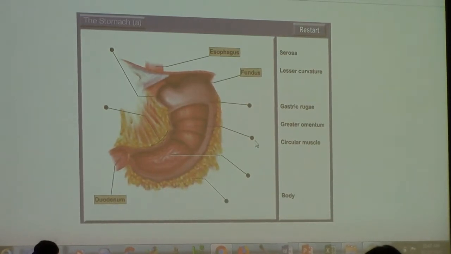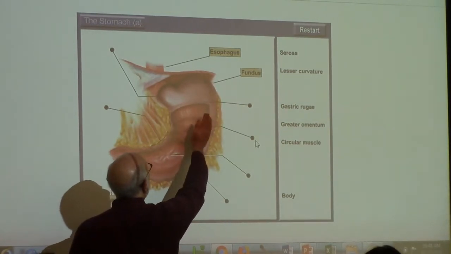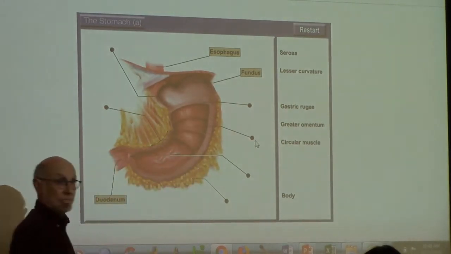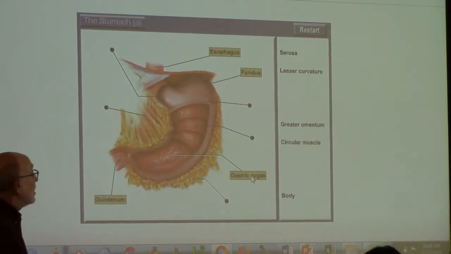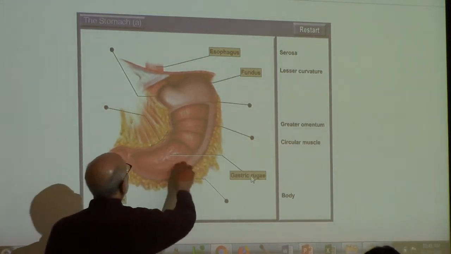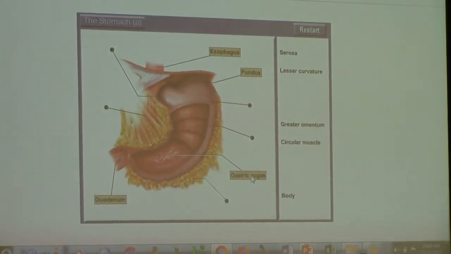No. What we're looking at here are muscle layers on the outside surface of the stomach. Those are illustrating the gastric rugae, the folds on the inside of the stomach. So the cartoon is maybe not so clear even here. This is looking at the inside surface of the stomach, and this is looking at muscle layers on the outside surface of the stomach.